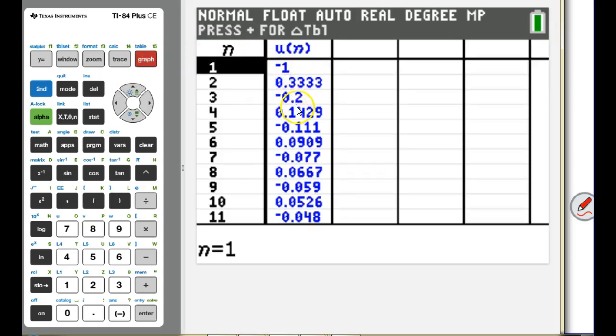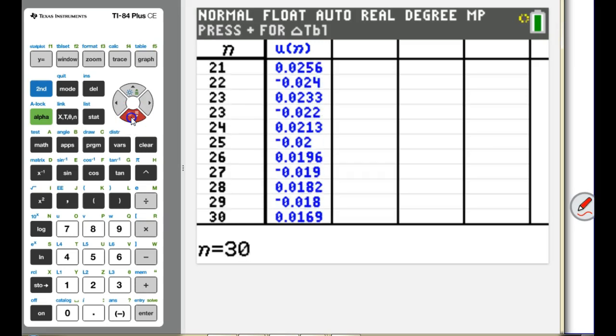positive, negative, positive, yes. So it's bouncing back and forth. Does that mean it has to be divergent if it's bouncing back and forth? Not necessarily, no. If you scroll down, what is happening? Yeah, it's getting closer and closer to what? 0.